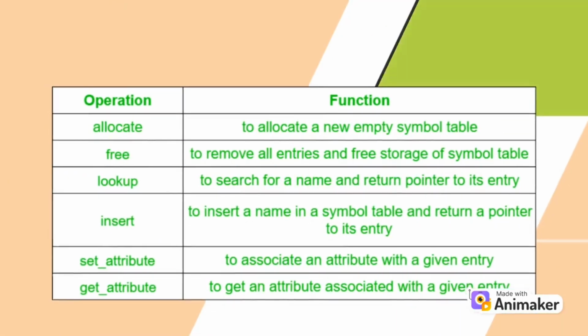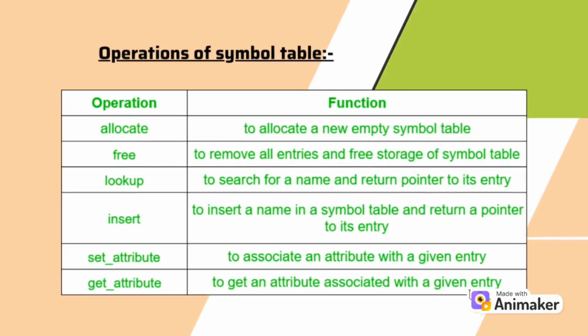Operations of a symbol table. The core operations of a symbol table are allocate, free, insert, lookup, set attribute, and get attribute. The allocation operation creates an empty symbol table, and the free operation is used to remove all records and free the storage of a symbol table.